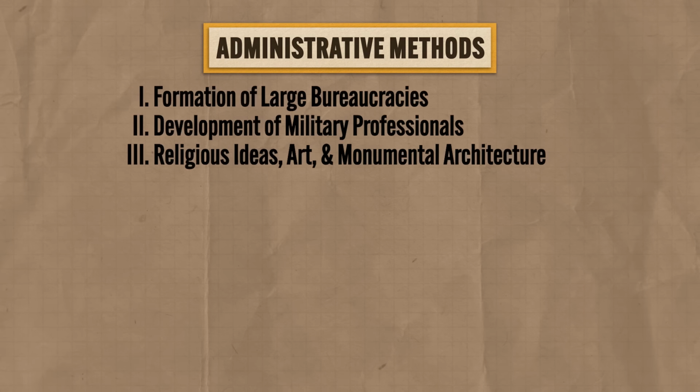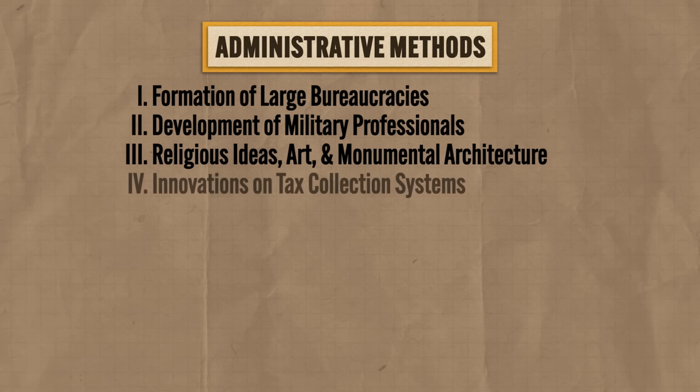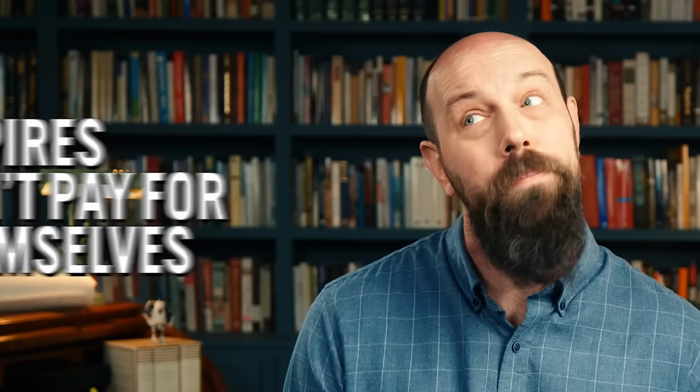Okay, now the fourth way rulers administered their empires was through innovations in tax collection systems. Now, in case you've never ruled an empire yourself, you might not know that empires don't pay for themselves. So rulers during this period figured out new ways to extract revenue from their people to pay for their upkeep, and I'll give you 3 examples.